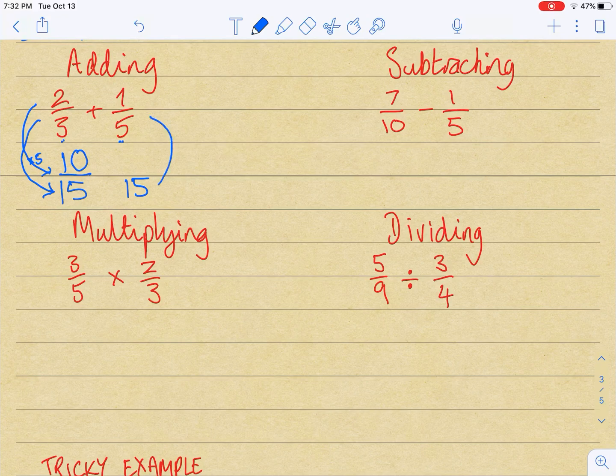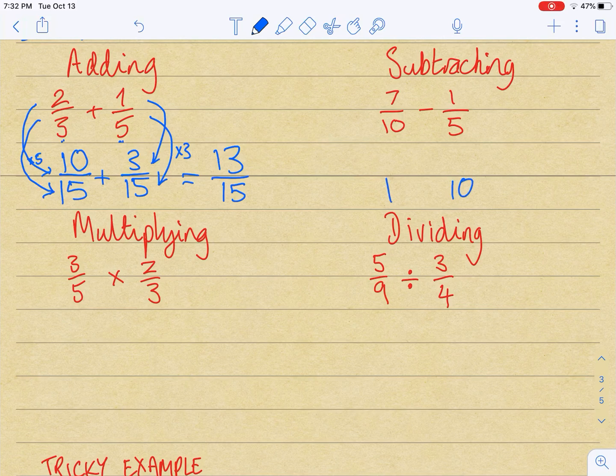2 times 5 is 10. Here I've times the bottom by 3, so I'm going to do the same to the top. 1 times 3 is 3. And then you just add the tops. So 10 plus 3 is 13. And the bottom stays as 15ths. There's my answer. Subtracting, exactly the same principle.